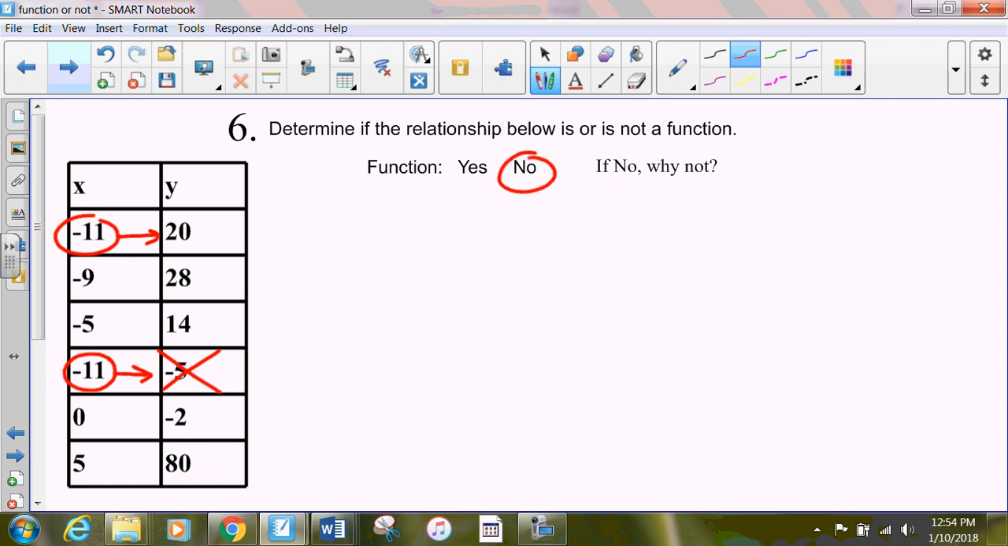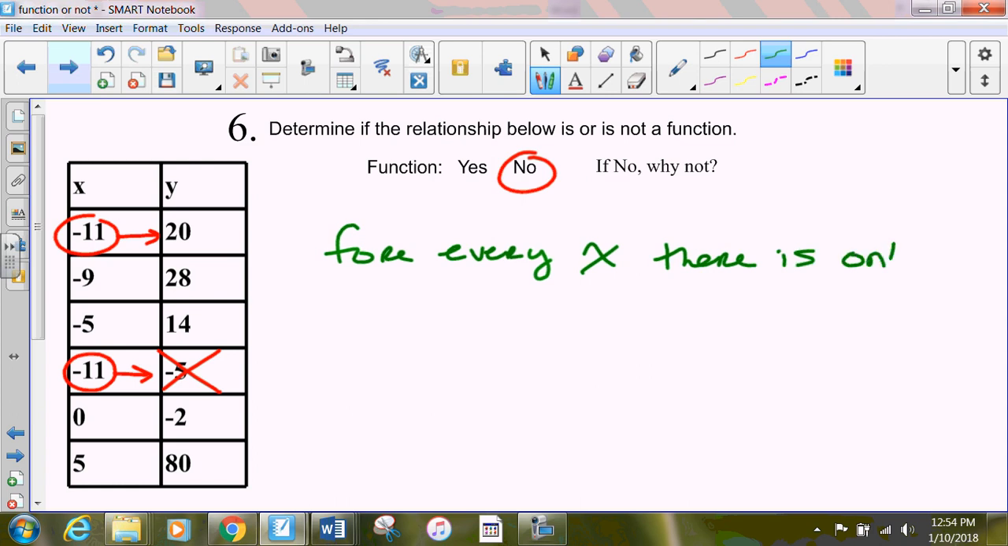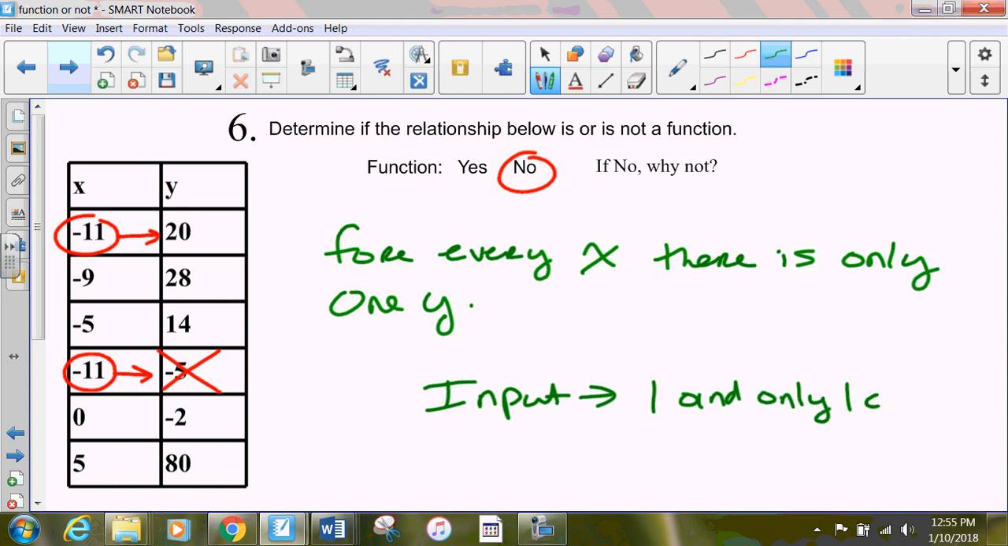So there's a rule that we can use to tell whether something's a function or not. And the rule is for every x, there is only one y. Another way to say it, for every input, there's one and only one output that's going to match up with it. Output, there you go. It's hard to write and talk at the same time.